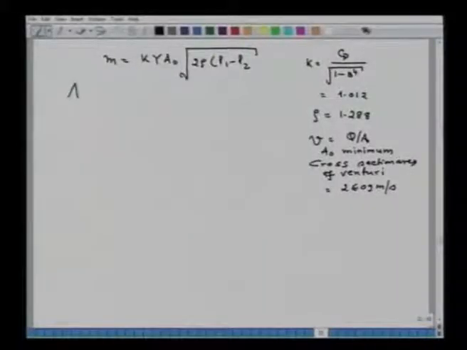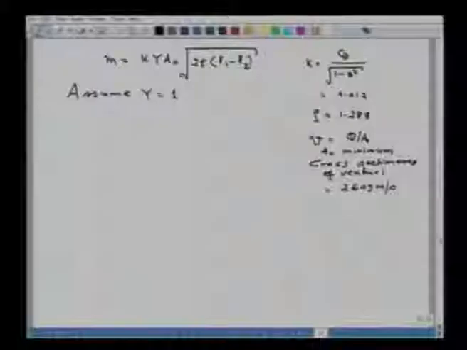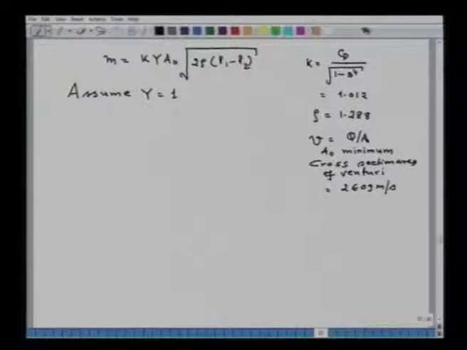Y is not known to us. So, let us assume Y is equal to 1, but this assumption has to be verified once we calculate the pressure differential. So, if we assume Y is equal to 1, then we can calculate now.